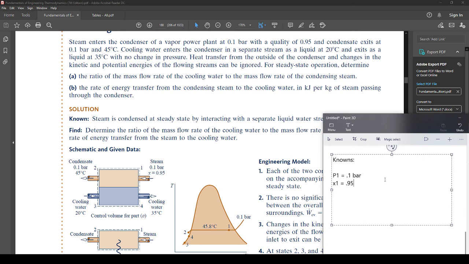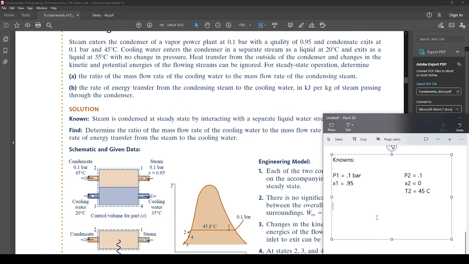Now we have some other things which we will move to. We were given P2, which, by the way, generally across a device like this, pressure doesn't change, so that's something you can hold on to. What else did they give us? They gave us X2, the quality at state 2, of 0, because it's condensate. Remember when I said condensate means that it is water. And they also gave us that T2 is equal to 45C.